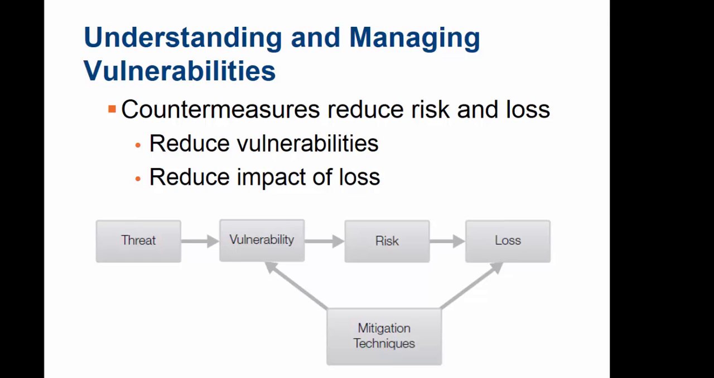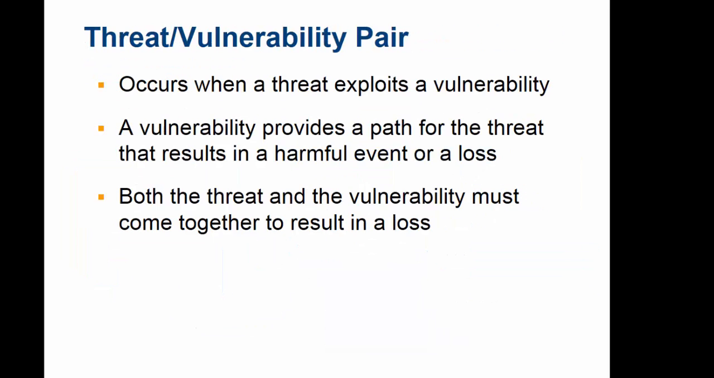A vulnerability leads to a risk, but by itself it does not become a loss. The loss only occurs when a threat exploits the vulnerability. This is also referred to as a threat-vulnerability pair. So as we can see in the figure you have on the page here, threat, vulnerability, risk, loss, and then of course you have the mitigation techniques reaching out to vulnerability and loss. It basically shows the flow of a threat to a loss. You can use mitigation techniques to reduce the vulnerability, the loss, or both.